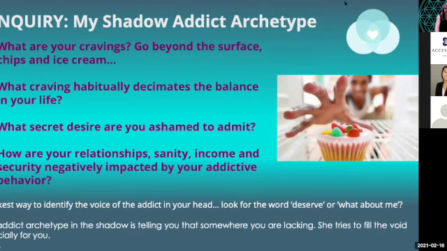So taking that inquiry now, take a moment and look: what are your cravings? I want you to go beyond the surface, beyond things like sugary snacks and ice cream and coffee. I want you to think about those things that you might even be unconscious of, things that we just kind of do. If I was talking to somebody who might have a relationship with alcohol, I might ask them to look specifically at that craving, right?